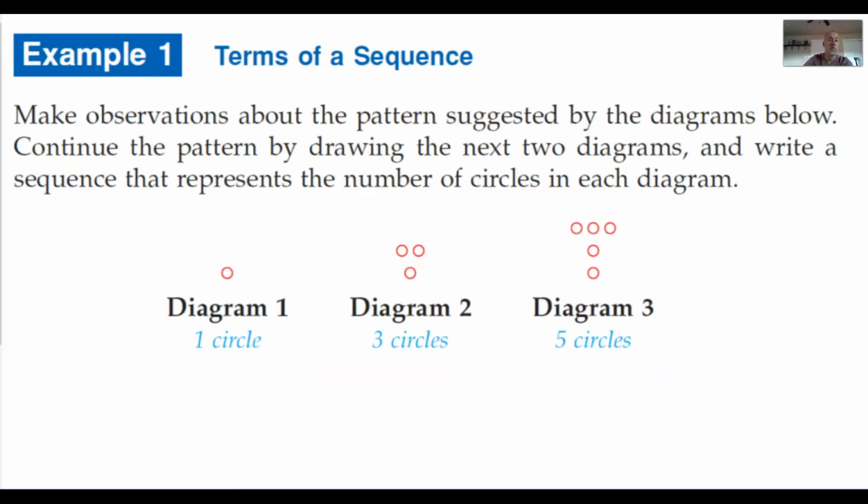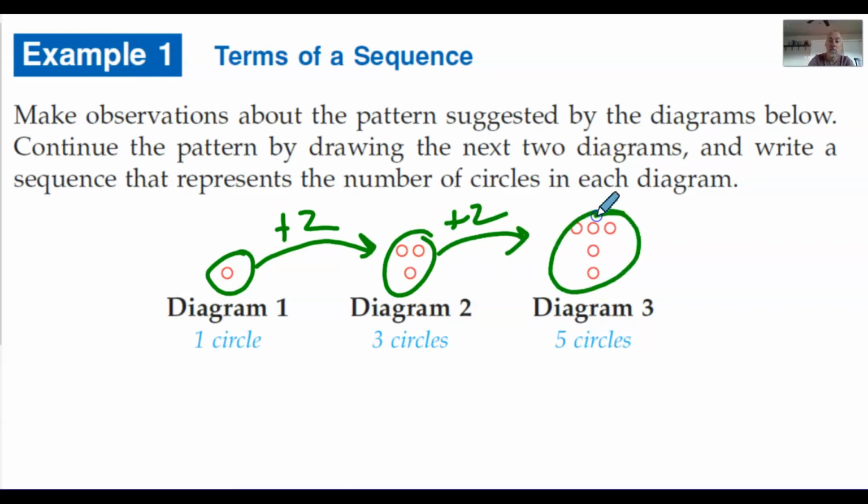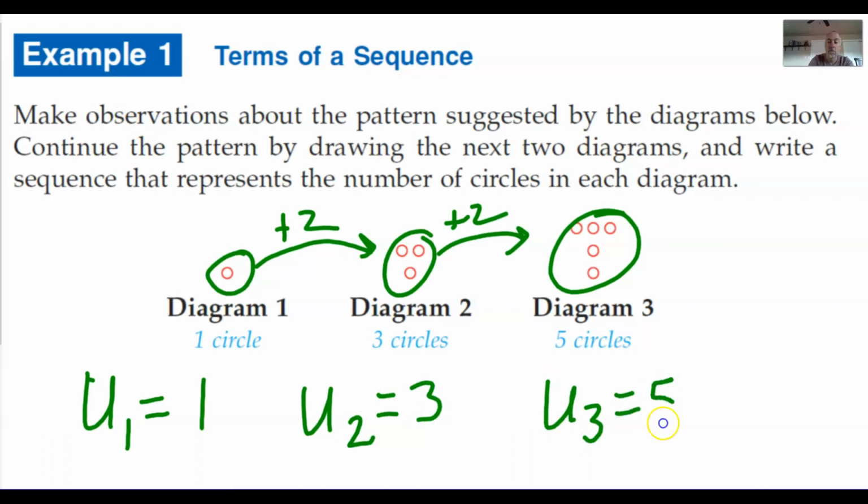So let's look at an example. This is a sequence, and it's laid out in a diagram. So the first diagram has one little circle, the second diagram has 3 little circles, the third diagram has 5 little circles. And you're smart, you can probably see the pattern already. 1 plus 2 more is 3. 3 plus 2 more is 5. So you could write this in terms of a sequence by saying the first term is 1. The second term is 3, and the third term is 5.